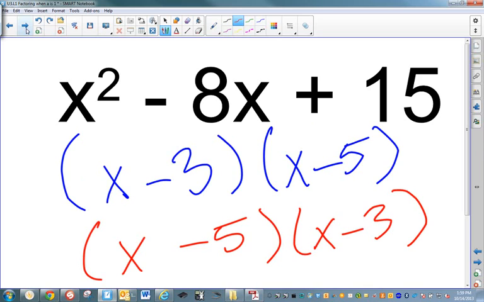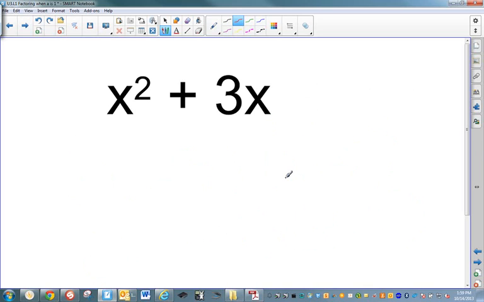Try that one. x squared plus 3x. Think about what's missing, what you need to fill in.